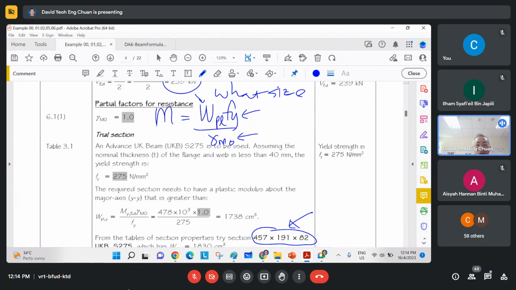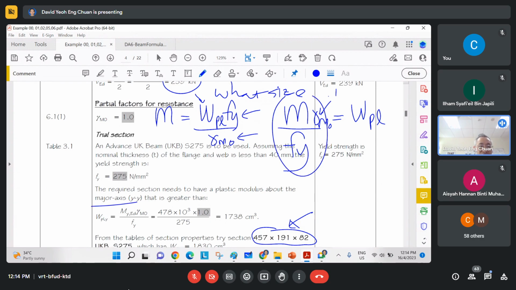Now rearrange this, because we want to find what is WPL, the geometry size inside this formula. So we have your M divided by Fy, and then you have gamma M0, which is 1. Solve this, and then you have the section modulus required. This is the required. So you're going to find from the table of section properties what size you want.